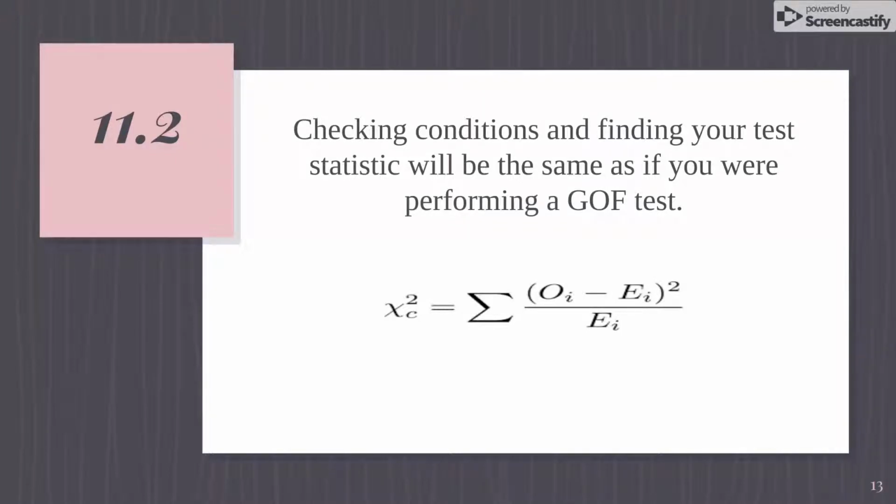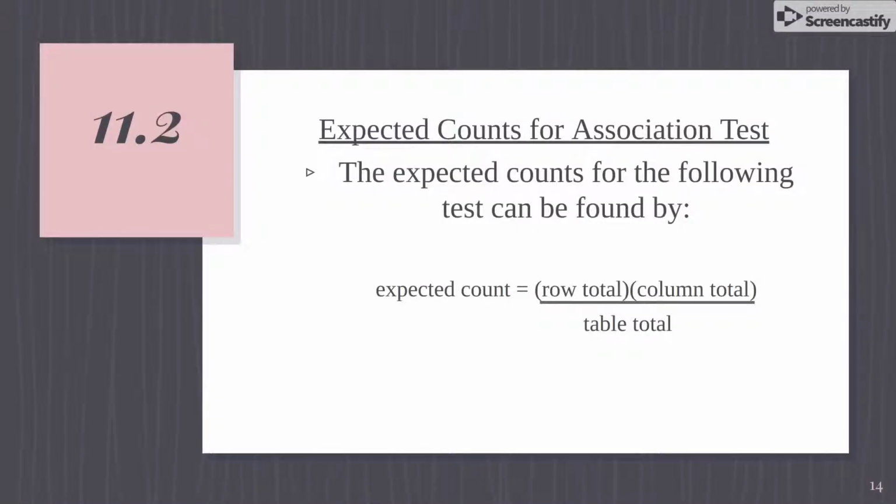And checking conditions and calculating your test statistic is the same as if you were performing a goodness of fit test. So you can refer back to the other slides if you need to know the conditions or how to calculate the test statistic, but that's the formula for it just in case. And then the expected counts is a little bit different. For an association test, the expected counts can be found with this formula. It's pretty easy. Expected counts is equal to your row total times your column total, divided by your table total.